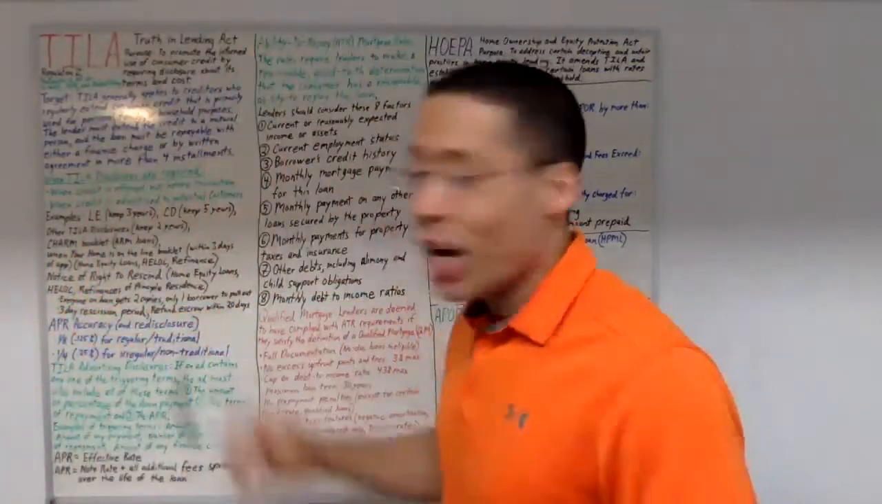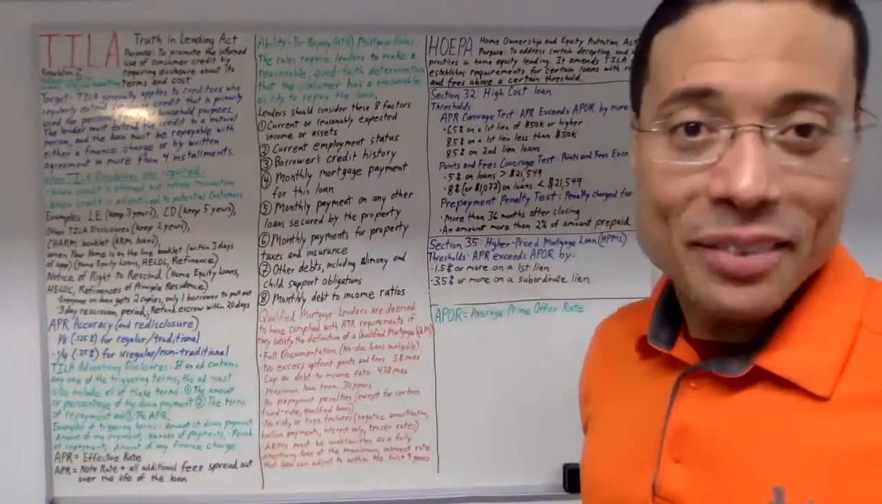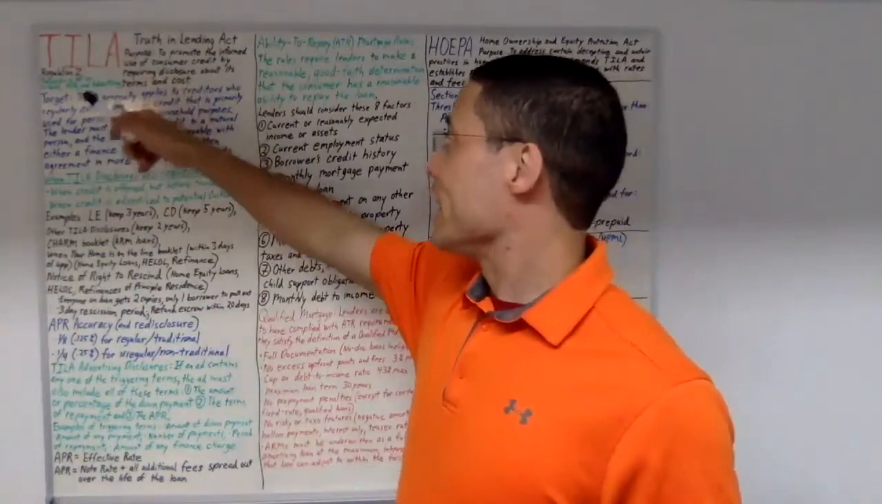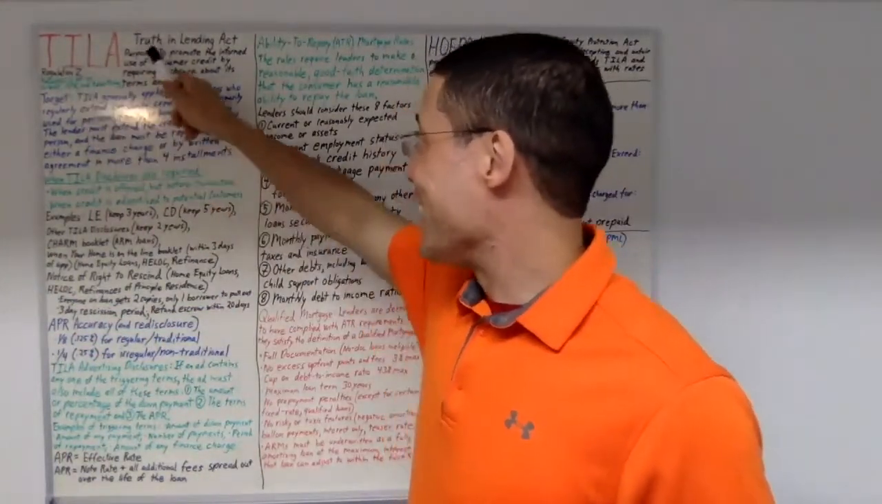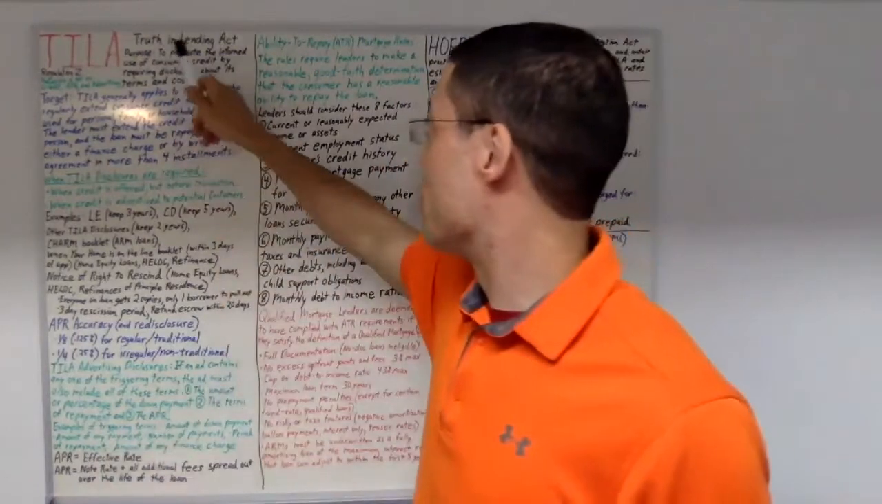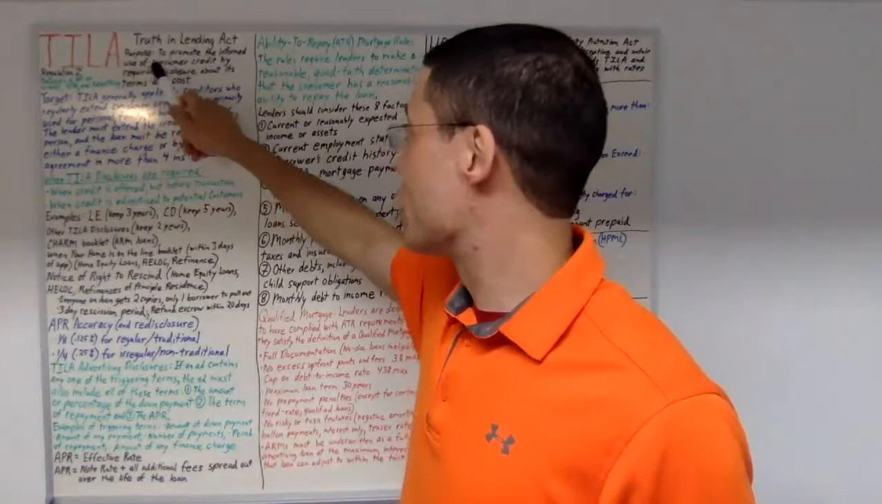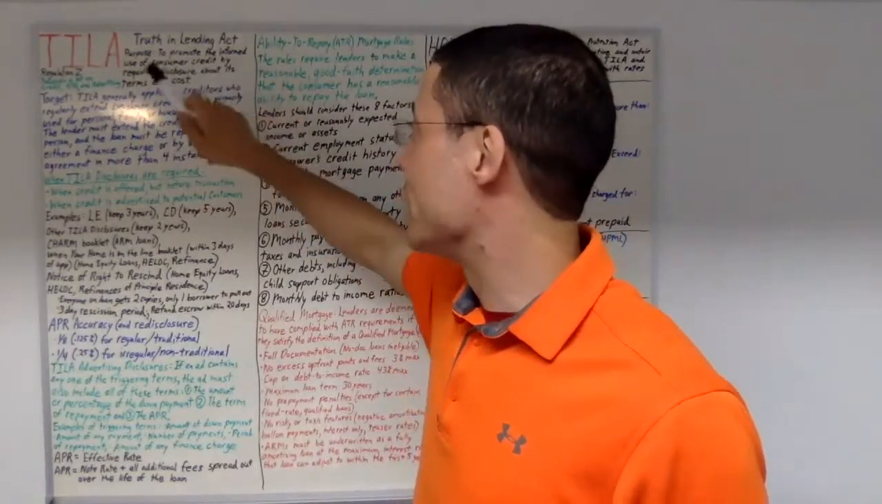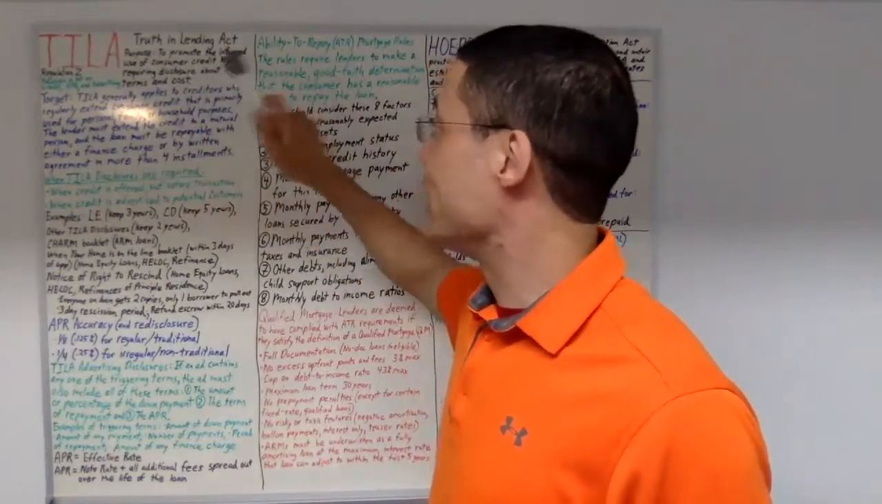So we're talking today about TILA, right? And what is TILA? TILA is Regulation Z, the Truth in Lending Act. And the purpose of TILA is to promote the informed use of consumer credit by requiring disclosure about its terms and costs.